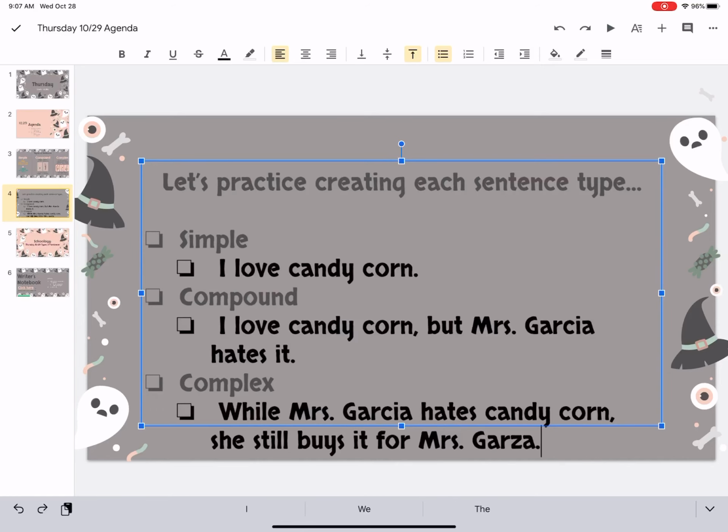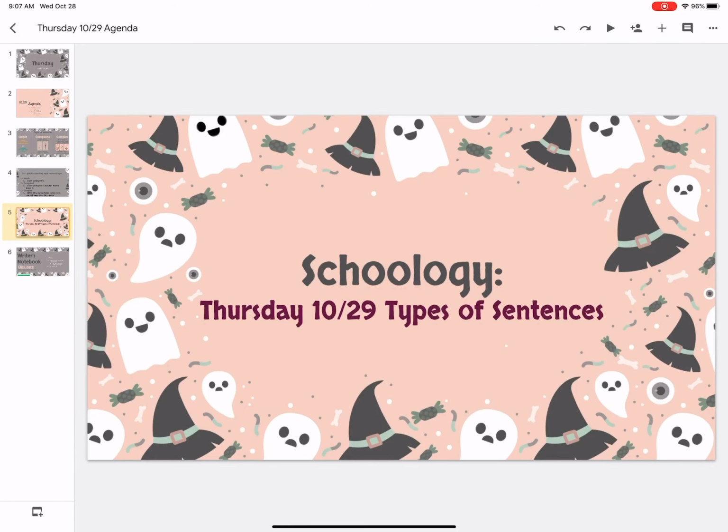Okay, now you're going to go into Schoology and you are going to complete the types of sentences practice. Make sure you take your time, you do the best you can, ask questions if you have any, because tomorrow you will be having a quiz over complex sentences. Okay, and the different types of sentences.